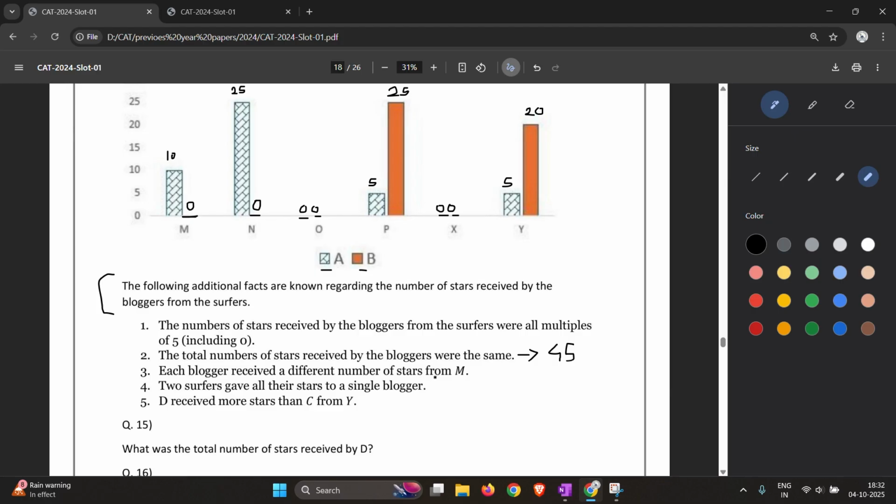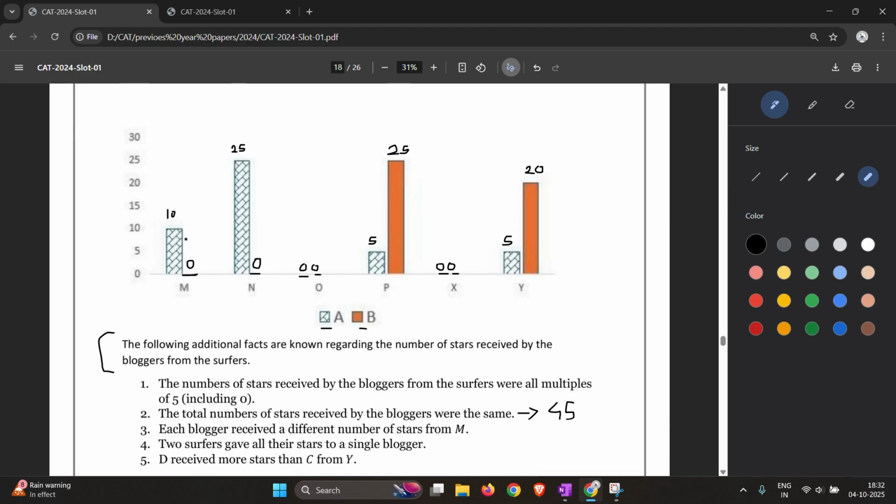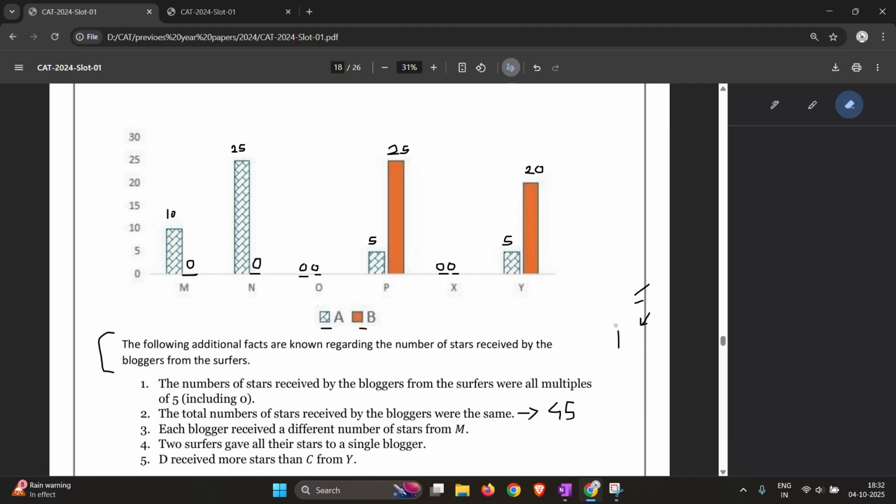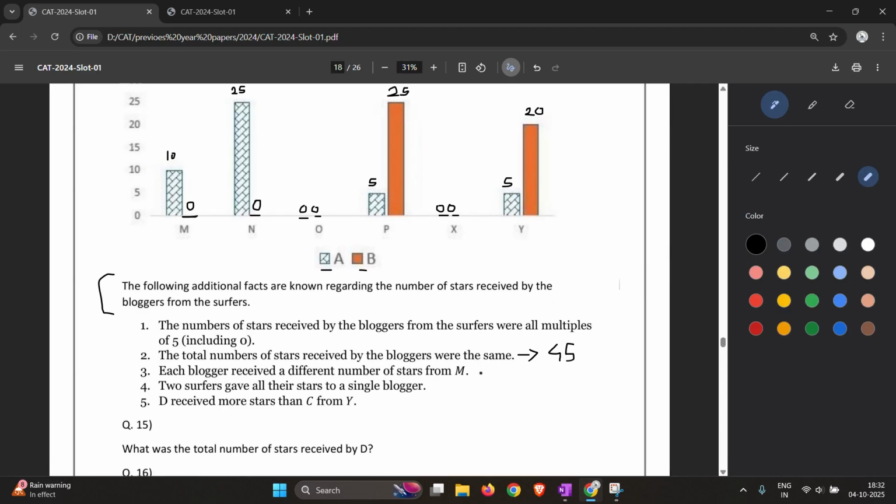Each blogger received a different number of stars from M. So M gave a different number of stars to every other blogger. So that means he gave 0 to one, 10 to one, and the other. Now, since he can only give stars in multiples of 5, and since he only has 30 stars, the only possible amounts left are 5 and 15. So he gave 5 stars to either C or D and 15 stars to either C or D, but we still do not know who gets what. But this is something that we can deduce using this.